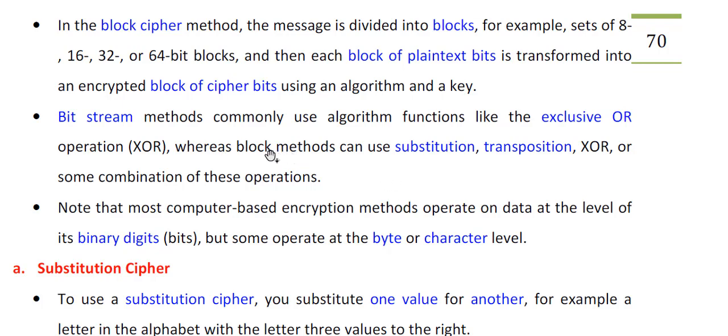Whereas block methods, they can use other techniques, we're going to see them later, such as the substitution and so forth. And somebody might ask why we have these two methods, the bit stream and the block cipher. Because in our daily life usually we deal with blocks, not with bits, such as bytes or characters, phrases and so forth.